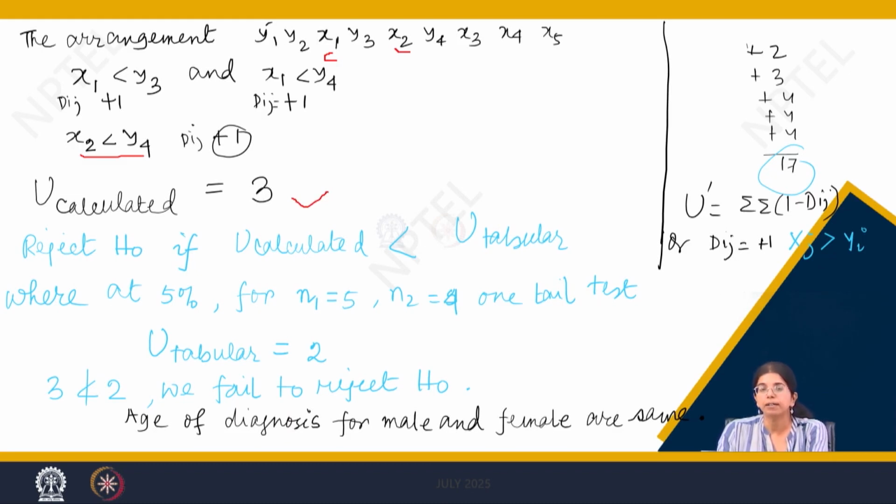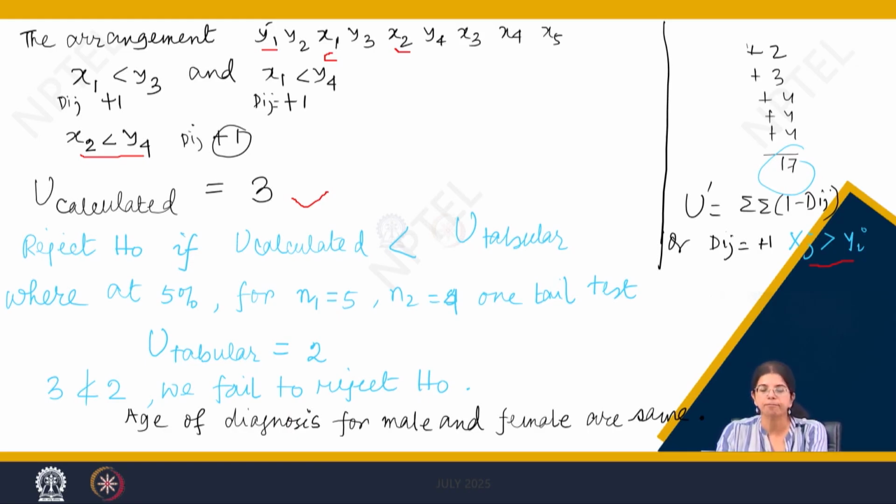Similarly, if you are a little more interested, you can go for U prime. That means how many X are bigger than Y, or how many Y are coming before X, and you will figure out that value is 17. Okay, let us check Y1. Y1 is smaller than X1, Y1 is smaller than X2, Y1 is smaller than X3. So you can just make the count and you will have the total score as 17. So U calculated is 3.